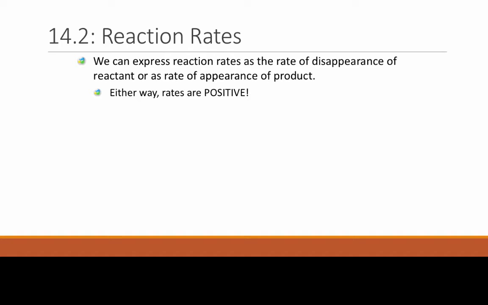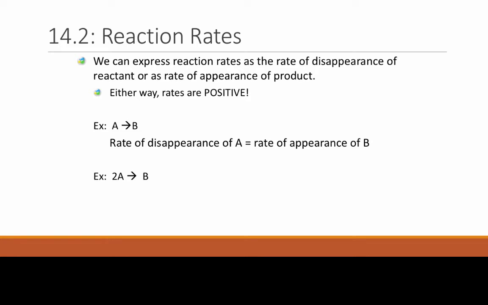From the stoichiometry of a reaction, we can also determine the relationship between rates of appearance and disappearance. Take this example. Here, 1 mole of A is converted to 1 mole of B. Therefore, the rate of disappearance of A is equal to the rate of appearance of B because of the 1-to-1 stoichiometric ratio. On the other hand, should we have a reaction where 2 moles of A is converted to 1 mole of B, the rate of disappearance of A will be twice the rate of appearance of B, since for every 1 B formed, 2 A's have disappeared.